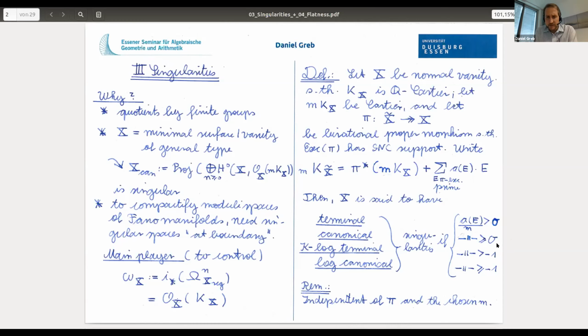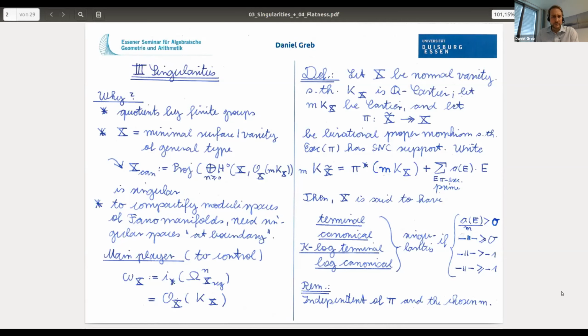So terminal means not just that there are no poles, but essentially that you have vanishing along the exceptional divisor. And then Kawamata log terminal is slightly more mysterious. You allow poles, so you no longer require this to be bigger than or equal to 0, but, weighted against the multiple you have to take, the ratio should be bigger than -1. This definition, as I gave it, has some choices, but it is actually independent of the resolution and the chosen multiple, as you can show.